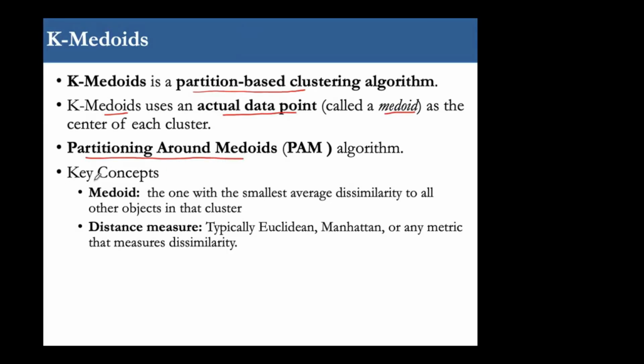Next, we'll see the key concepts for the K-Medoids algorithm. In this algorithm, we need a medoid. So, how will we select the medoid? Medoid is the most centrally located object in a cluster. It means that this is the one with the smallest average dissimilarity to all other objects in that particular cluster. Then we need a distance measure. What kind of distance measure will we be using? We can use any distance measure, similar to the K-means algorithm, like Euclidean distance or Manhattan distance.